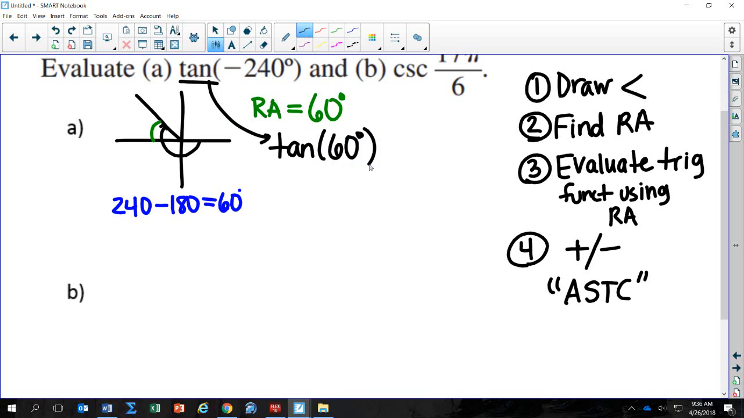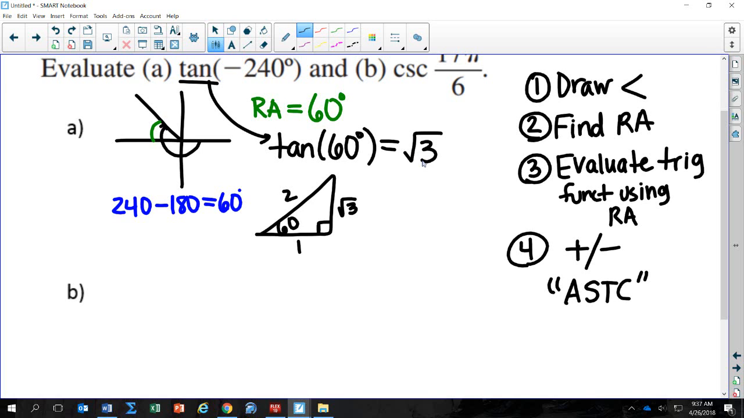So what is the tangent of 60 degrees? You can either use the chart that you filled out in the warm-up, or just quickly draw a sketch here of a 30-60-90 triangle. Radical 3, 1, and 2. The tangent of 60 degrees would be opposite over adjacent. Radical 3 over 1. So evaluate the trig function using the reference angle.